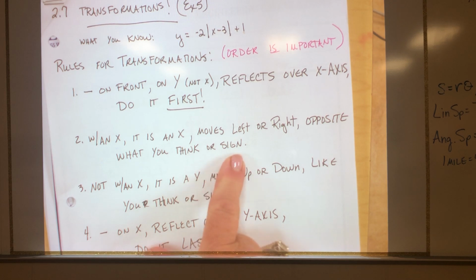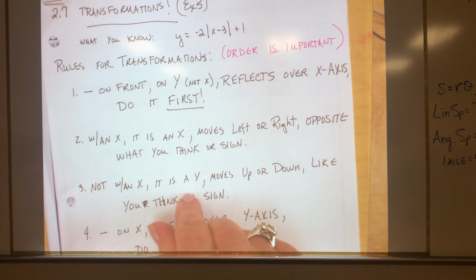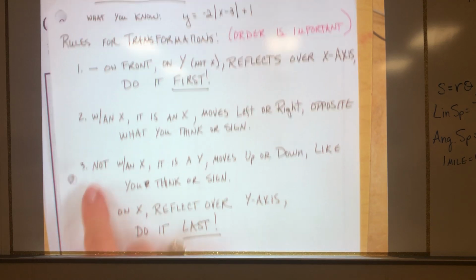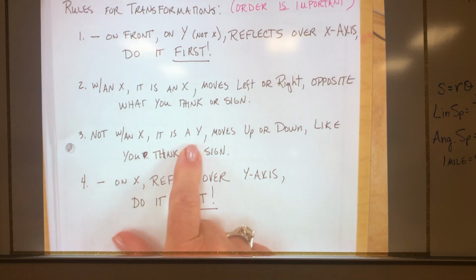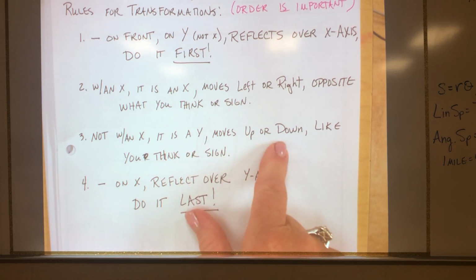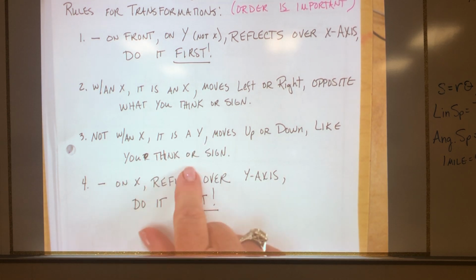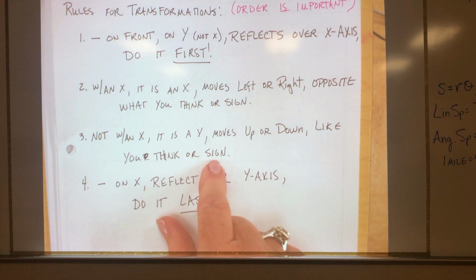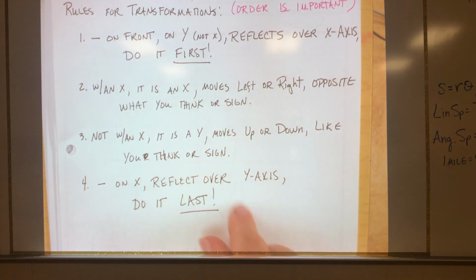Or you could say opposite of the sign, okay? Like a plus moves to the left and a minus moves to the right. If it's not with an X, then it's a Y, and it moves up or down, just like you think. Or you could say like the sign, a positive moves up and a negative moves down.